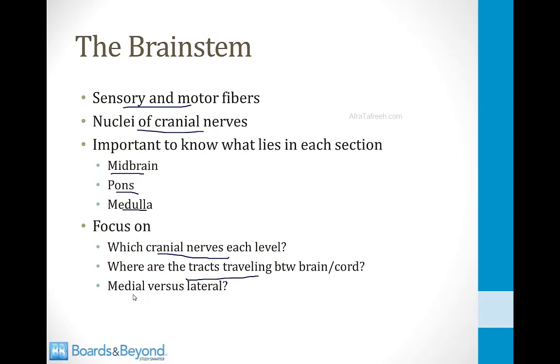And then very important to focus on what structures are medial or lateral. The stroke syndromes for the brainstem are often defined as a medial medullary syndrome, for example, or a lateral pontine. So in order to understand which syndrome you're looking at, you need to know which structures are medial and lateral.